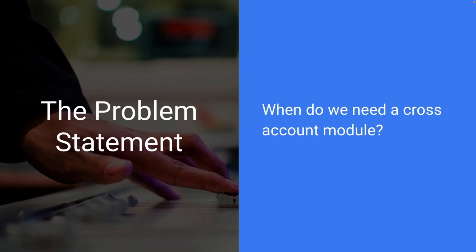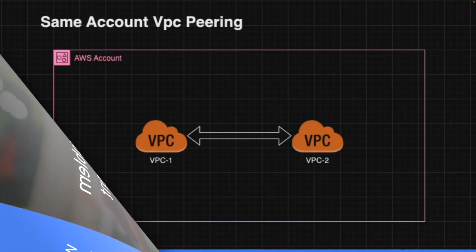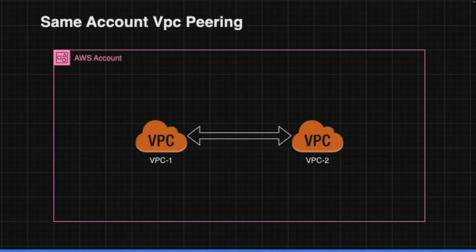Let's first understand why we need a cross account module. To understand it better, I have taken an example of VPC peering in AWS. Here we have an AWS account in which I have two separate VPCs, let's say VPC1 and VPC2, and now I have to create a VPC peering between these two VPCs.